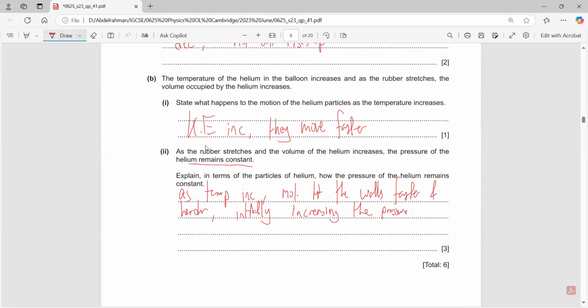As the pressure initially increases, what happens to the volume? It's a balloon. When the volume increases, what happens to the pressure? The pressure decreases. So they kind of cancel out. The pressure increase cancels out with the pressure decrease.